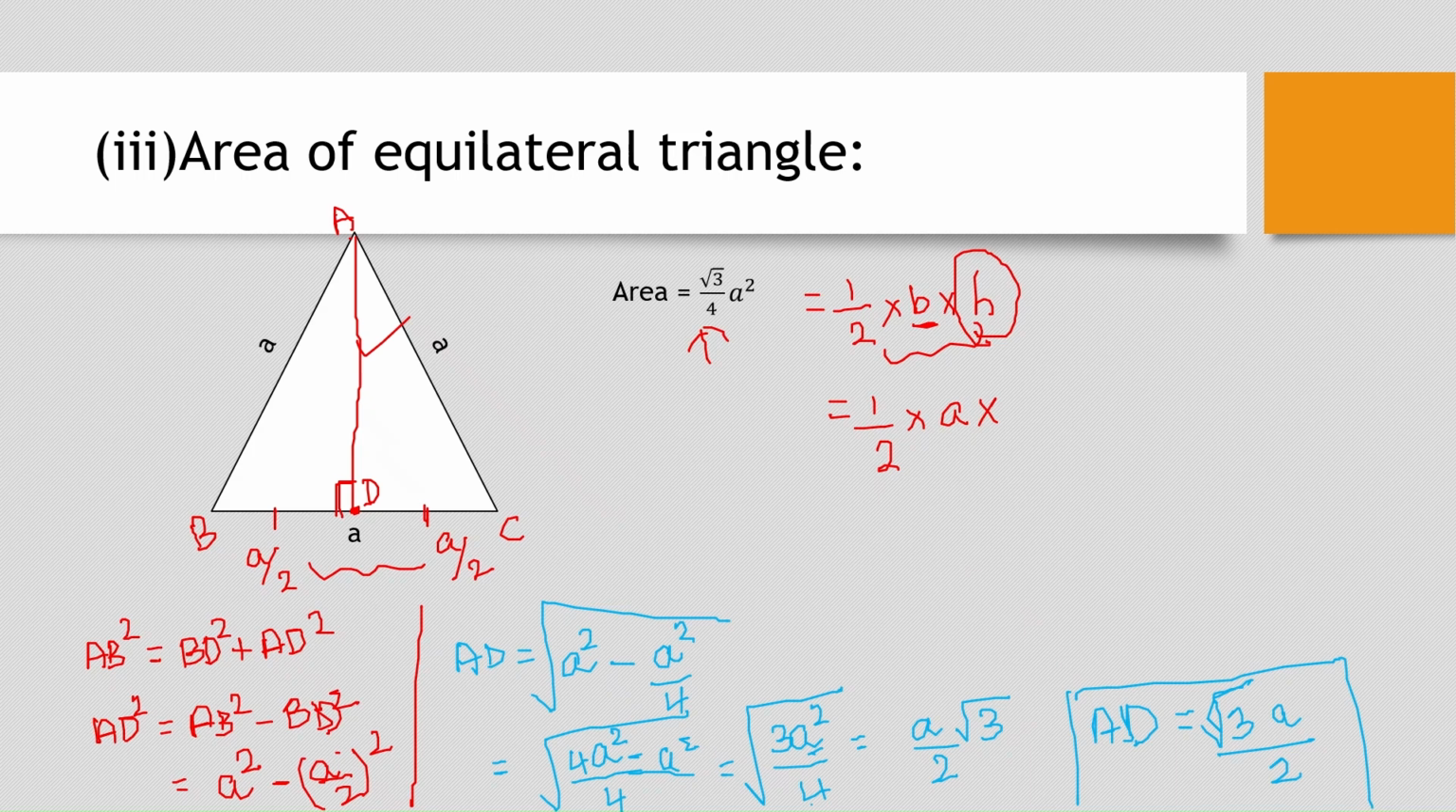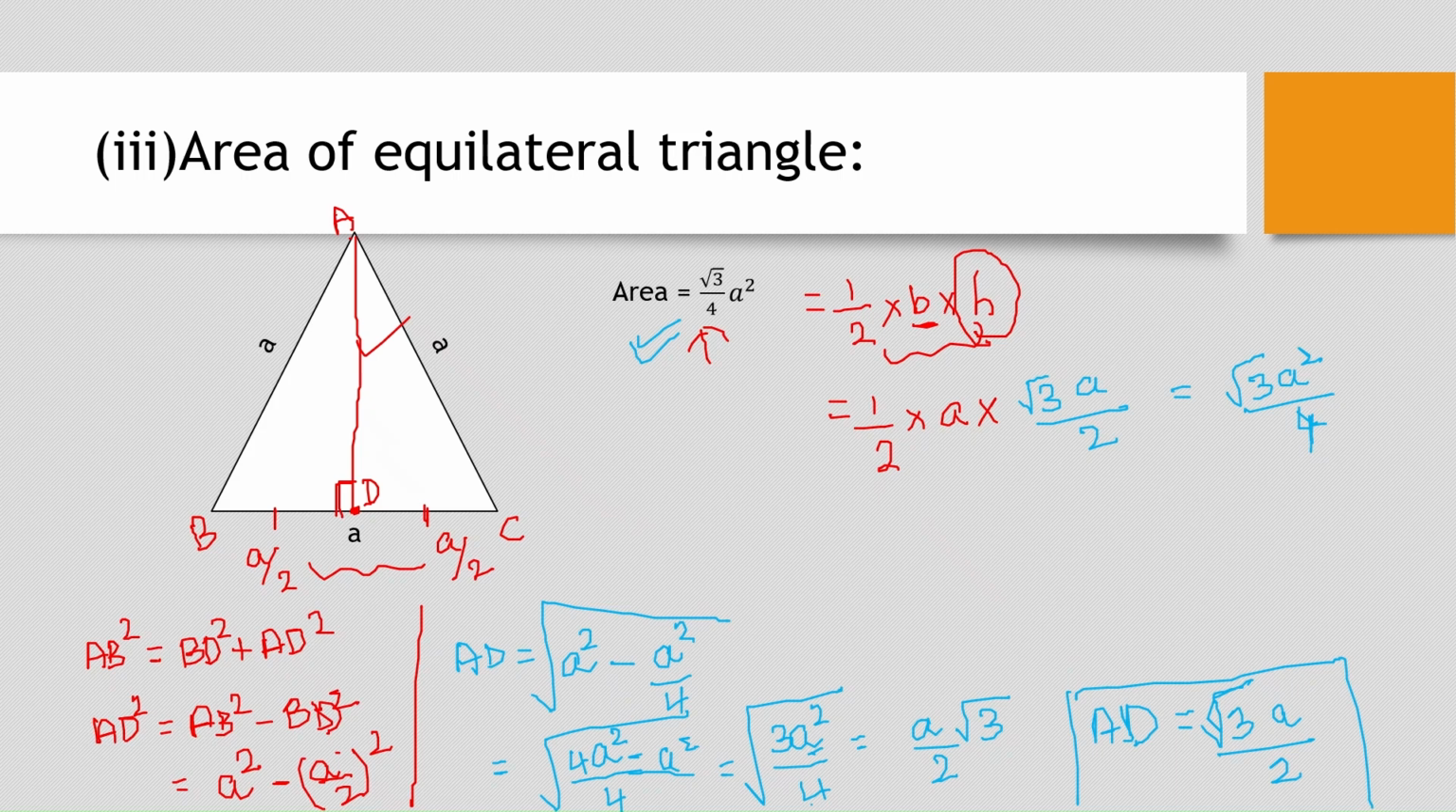We are going to substitute that over here. So what is our height? It is root 3 A by 2. If you multiply, what will you get? Root 3 A square by 4. This is how the area formula of an equilateral triangle has been derived.